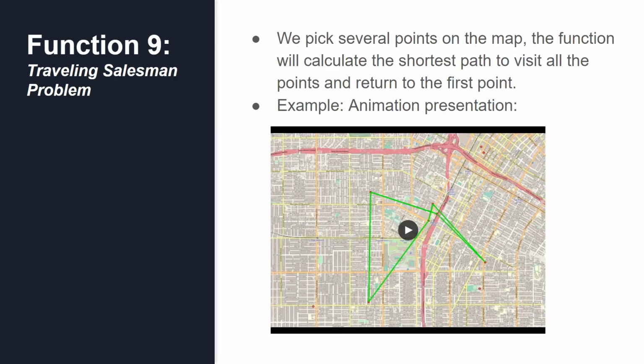Function 9 is the very classical traveling salesman problem, the TSP problem. So we can pick several points on the map, and function 9 will get the shortest path to visit all the points and return to the first point. There's an animation presentation which shows how we find the shortest path.